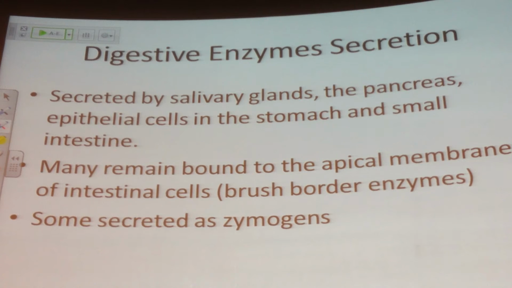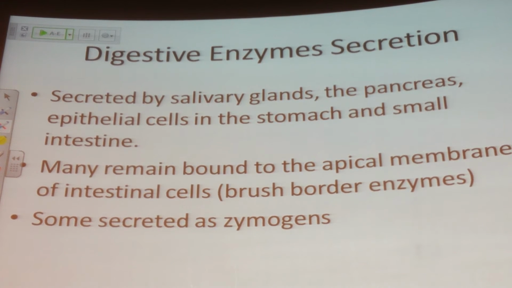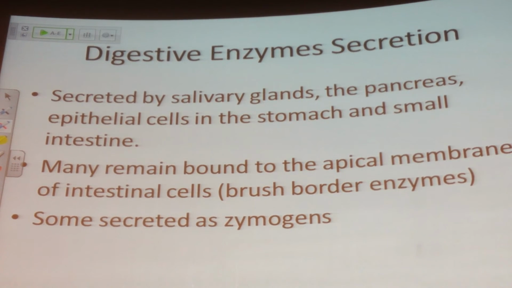They are responsible for breaking disaccharides into monosaccharides so they can move in, and for breaking down oligopeptides into tri- and dipeptides so they can be transported in. Many of the enzymes that can break protein down are secreted as zymogens, which is the inactive form, so precursors of the active enzymes.